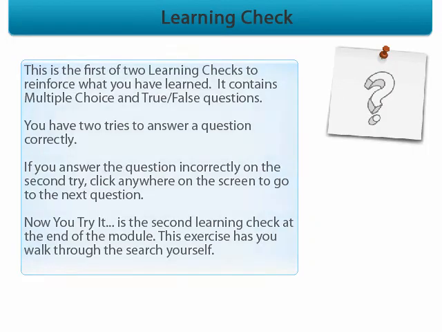This is the first of 2 learning checks to reinforce what you have learned. It contains multiple choice and true-false questions. You will have 2 tries to answer a question correctly. If you answer the question incorrectly on the second try, click anywhere on the screen to go to the next question. Now you try it is the second learning check at the end of the module. This exercise has you walk through the search yourself.